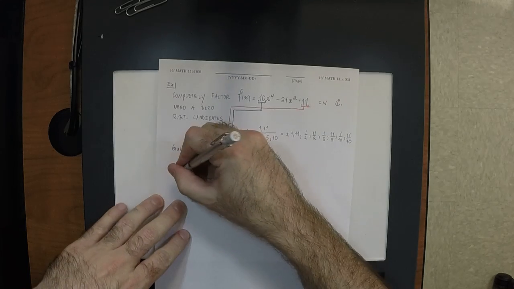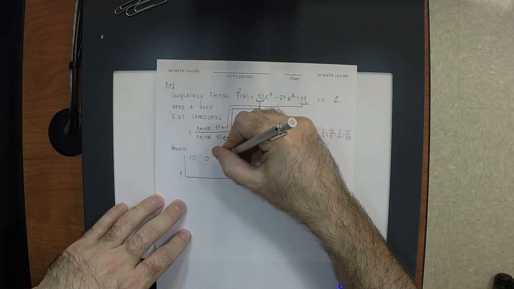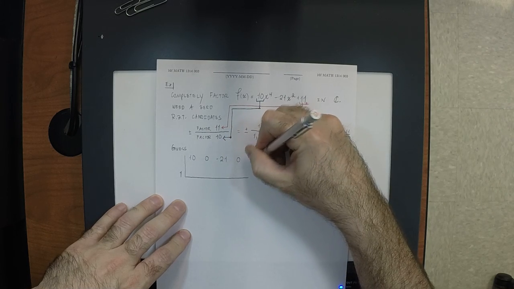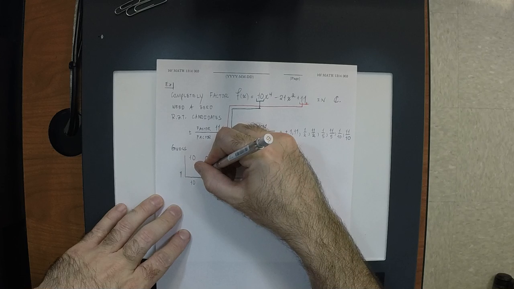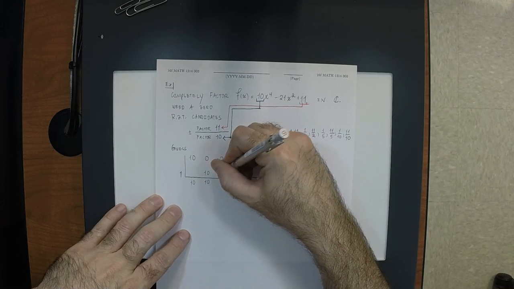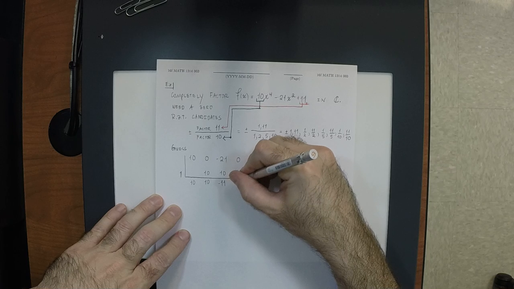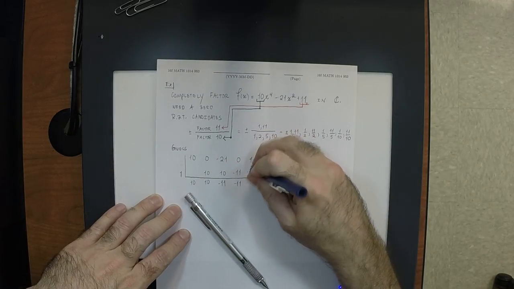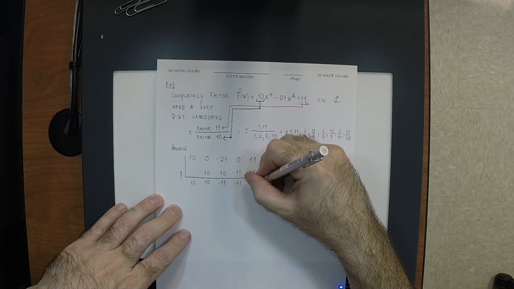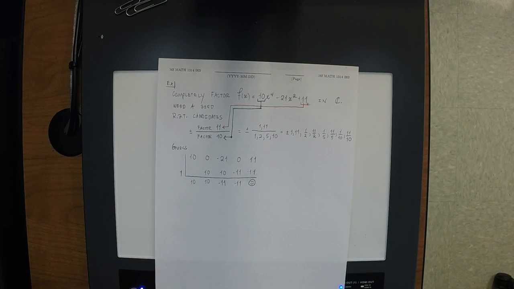So let's try one. So what coefficients go in the top row? 10, 0, negative 21, 0, 11. Very good. So we got those zeros hanging out. Okay, so then carry down the 10, and then multiply, add. Multiply, add. Multiply, add. We got so lucky, right? So happy about that. So what do I mean we got so lucky?